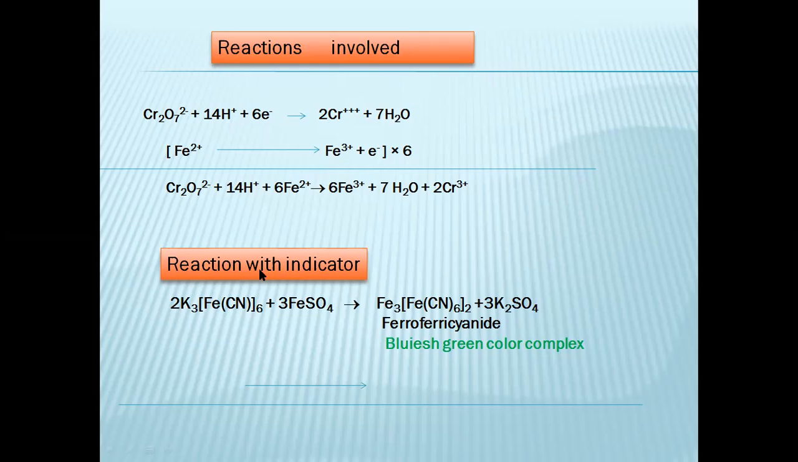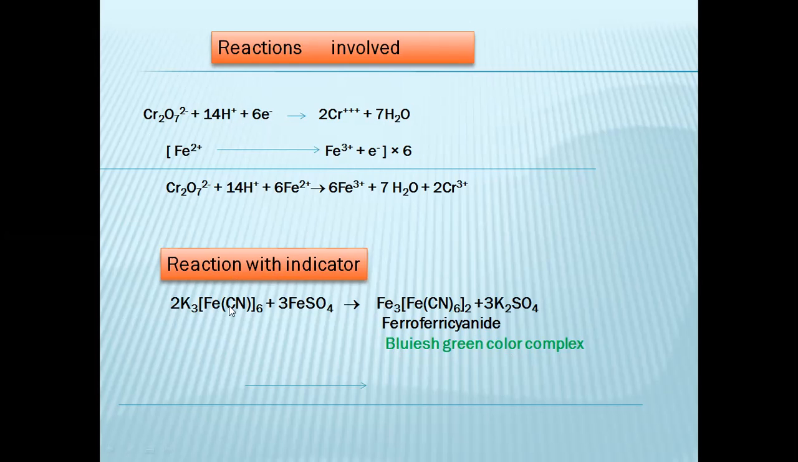So what is the reaction with the indicator? We are using the external indicator potassium ferricyanide. When it comes across ferrous, what will happen? A ferroferricyanide complex will be formed. That will be a bluish green colored complex.